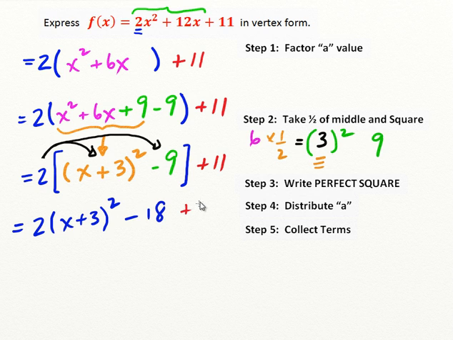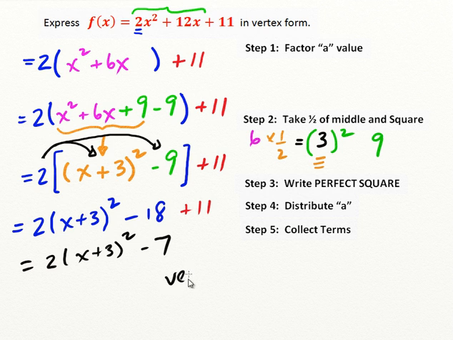I can't forget about the plus 11 on the end, and that leads us into step 5. And step 5 just says collect all of the terms. And the terms that we can collect and combine together are these two constant values at the end. So the last line I would write is 2 times x plus 3 squared, and -18 plus 11 leaves me with -7.